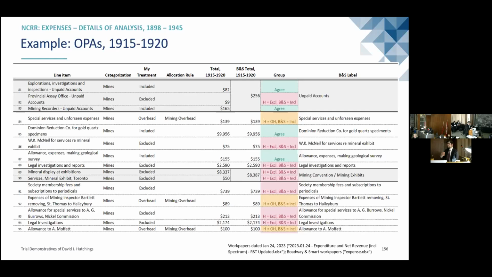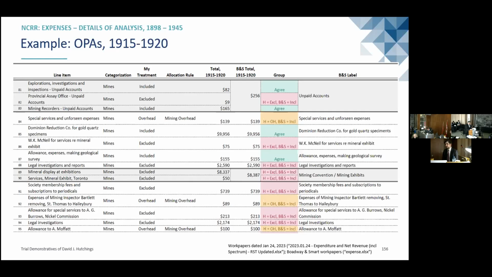Line item 88, we again have a general category of legal investigations and reports. I exclude those, and Professors Bodway and Smart include them. Line items 89 and 90, the mineral display at exhibitions or services for a mineral exhibit in Toronto, for similar reasons as the associations or attending conventions. I don't see the connection between the direct Crown resource revenue and this expense. If we think about those three buckets of direct revenues, indirect revenues, other benefits, it's a much closer connection with other benefits.